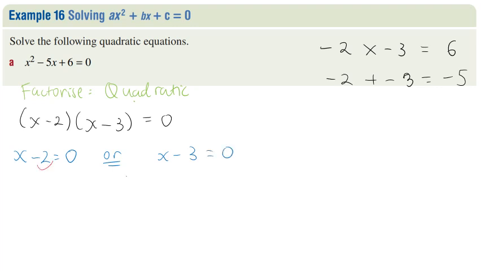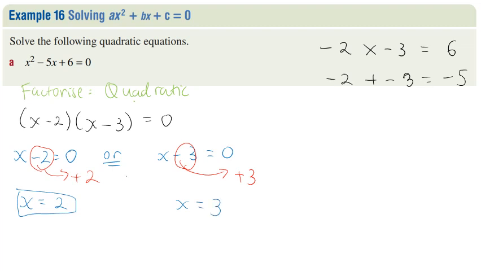Last step, solve using inverse operations. So add the 2 to this side, x equals 2, or we're going to plus the 3 to this side, x equals 3. So there are my two solutions.